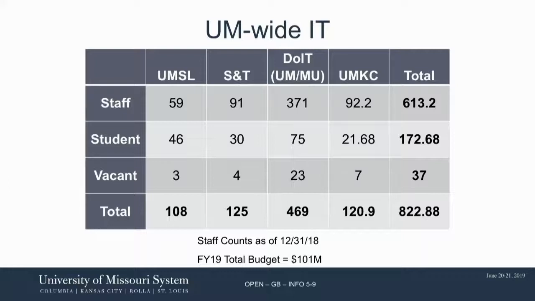here's the head count, FTE count, of folks across the different universities and the system as of the beginning of the calendar year. And the FY19 total budget for that group of IT organizations is a little more than $100 million.